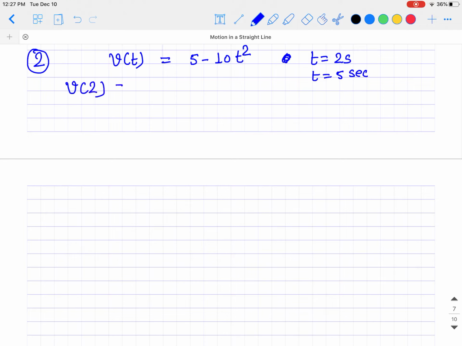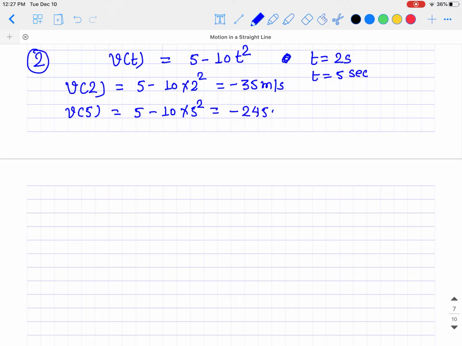So again, we need to find the velocity at time equals 2 seconds, and this can be given by 10 times 2 squared. So it is 40 minus 5, you'll get minus 35 meters per second. And now the velocity at 5 seconds will be 5 minus 10 times 5 squared. So 250 minus 5, it will be negative 245 meters per second.